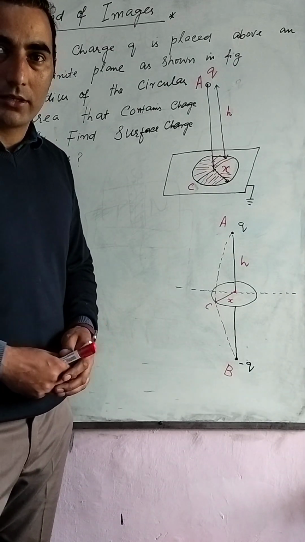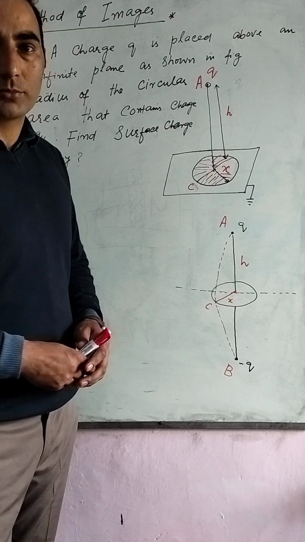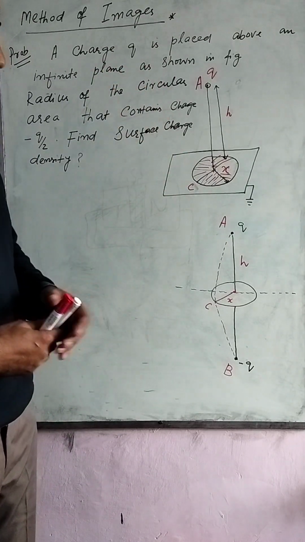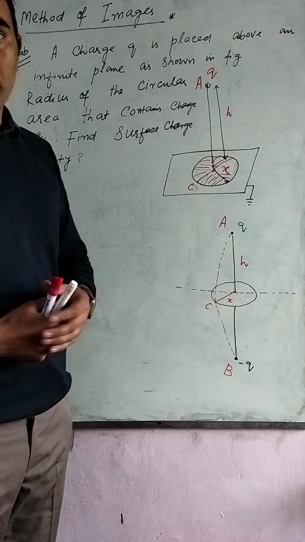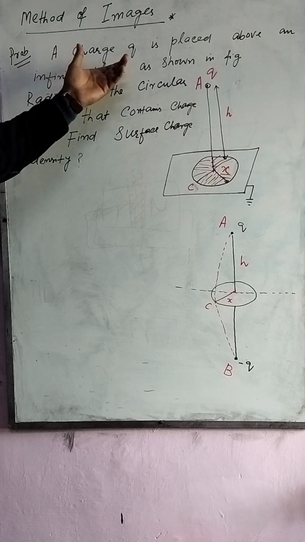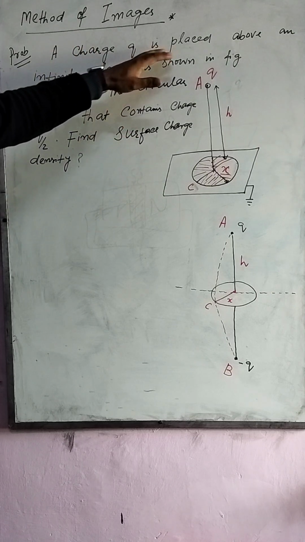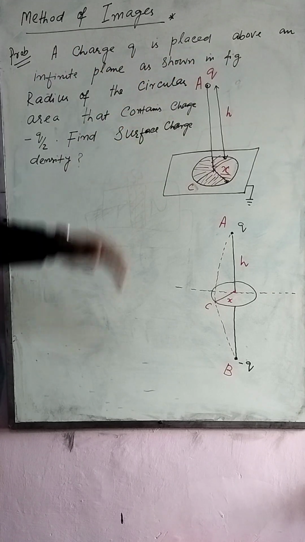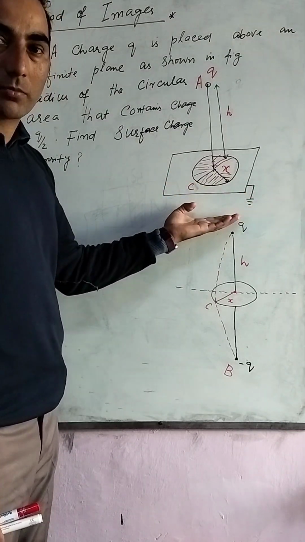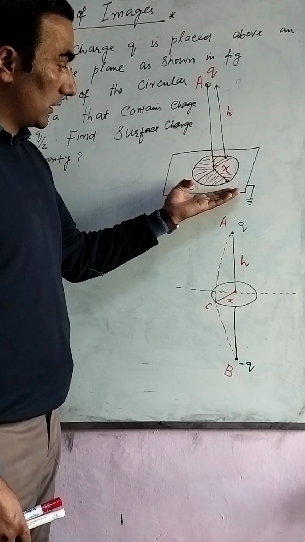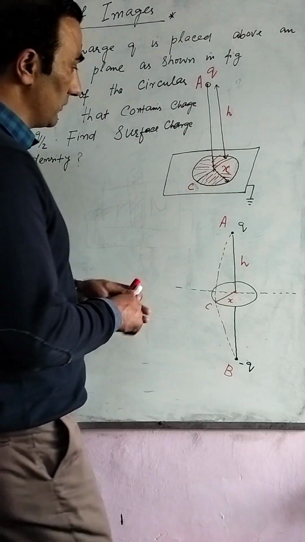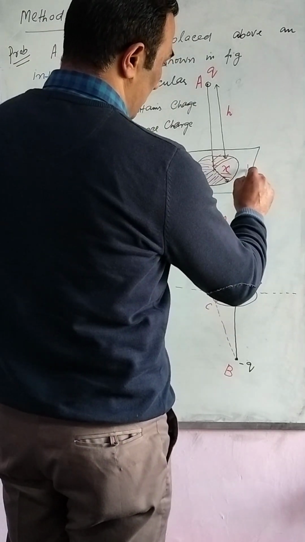We have already discussed this topic in our classrooms. This is one of the problems we can solve with the help of the method of images, right? As is clear, we have a charge placed above an infinite plane as shown in the figure, and it is grounded. That means the potential at the surface of this infinite plane will be zero. So V will be zero here.